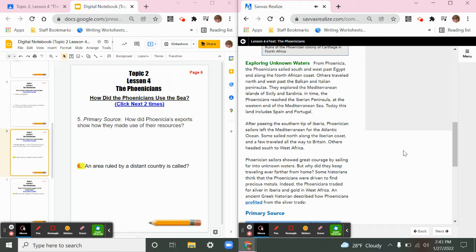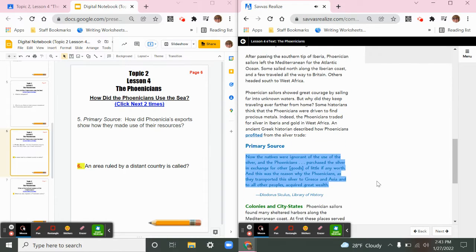Some historians think that the Phoenicians were driven to find precious metals. Indeed, the Phoenicians traded for silver in Iberia and gold in West Africa. An ancient Greek historian described how Phoenicians profited from the silver trade.